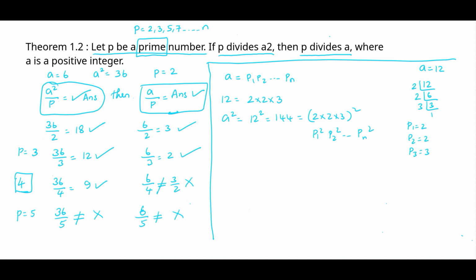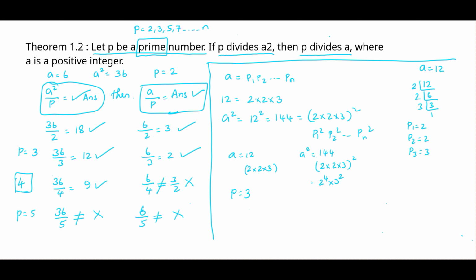Okay, we have taken a is equal to 12, and the factors of 12 are 2 into 2 into 3. a square will be 144, and the factors of 144 will be (2 into 2 into 3) the whole square, which is equal to 2 to the power 4 into 3 square. Okay, and we will take p is equal to 3.